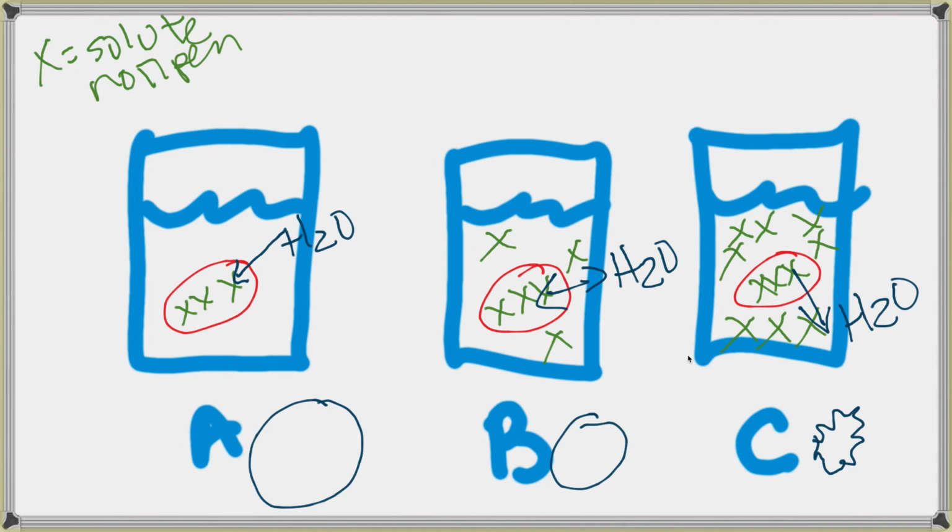Okay, so we're going to use some prefixes that you've heard before. Iso meaning same, hypo meaning below, hyper meaning above or more than. Okay, so one of these situations, A, B, or C, had the same amount of solute as the cell. Which one is it? Of course, yeah, it's B, right? So this is an isotonic solution. And we are not labeling the cell, we're labeling the solution. The cells were all the same.